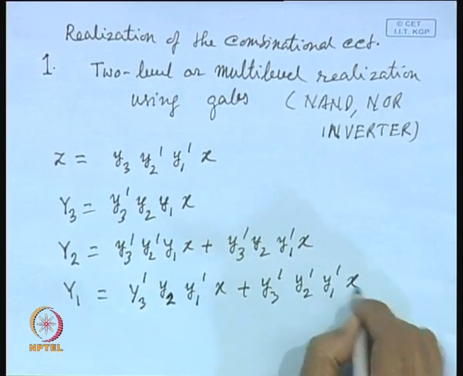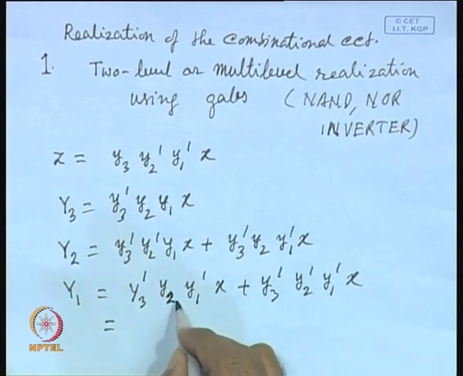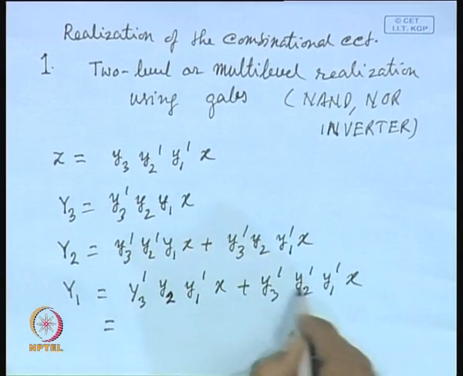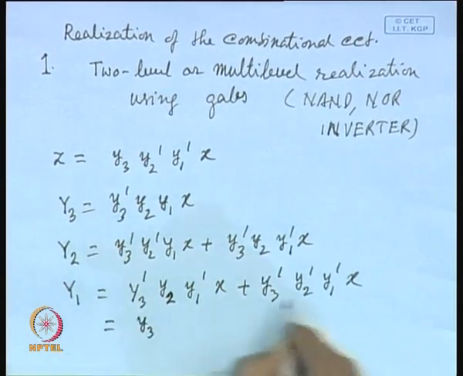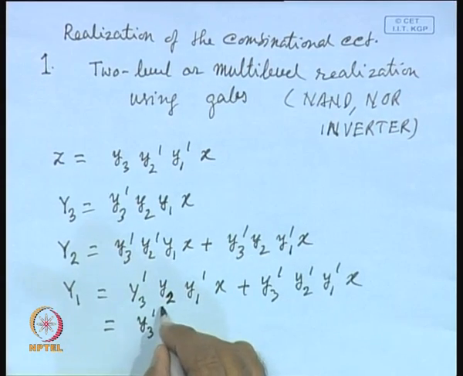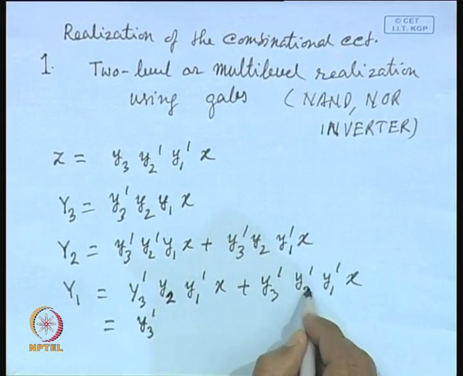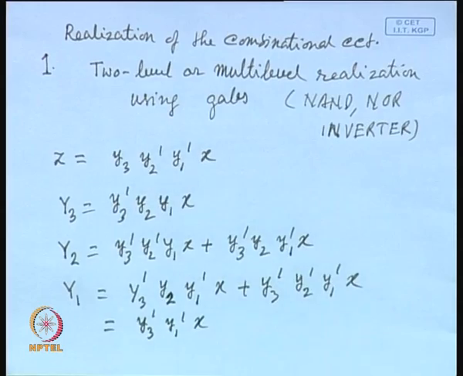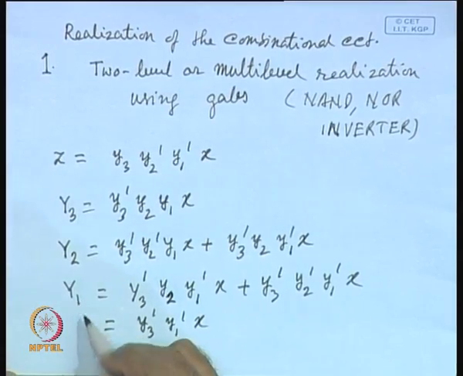y1 bar x. And here you can do a little bit of minimization. The other functions cannot be minimized, but this can be minimized. Combining these two, you get y3 bar. The y2 will vanish, because here you have y2 and here it is y2 bar. So it will be y1 bar x. This is how you can realize the Boolean function Y1, capital Y1.